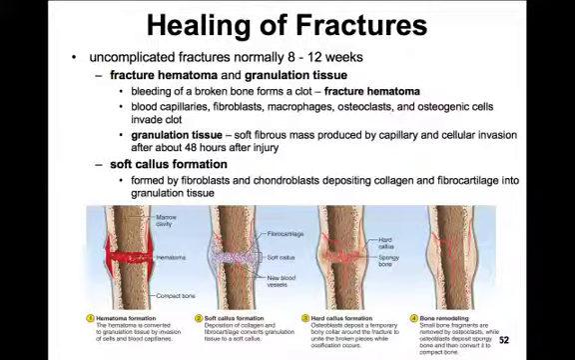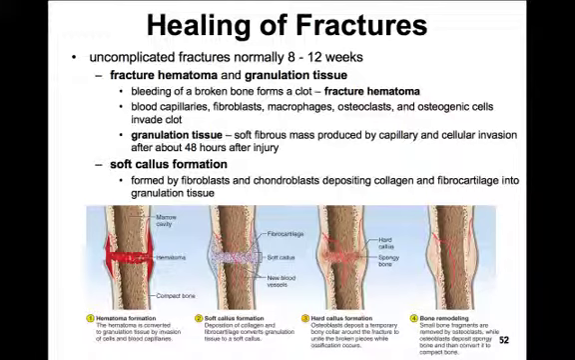The hematoma is going to be converted to granulation tissue by invasion of cells and blood capillaries. It is the bleeding of the broken bone that forms this clot, or the fracture hematoma. The blood capillaries, fibroblasts, macrophages, osteoclasts, and osteogenic cells are the types of cells that invade the clot. This granulation tissue is a soft fibrous mess that's produced by this capillary and cellular invasion, and it's usually complete at about 48 hours after the injury.